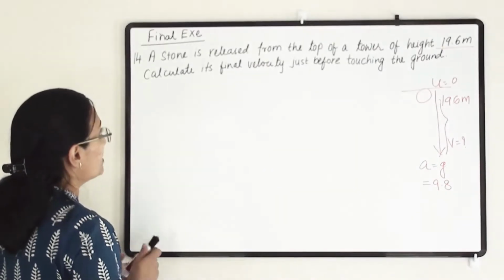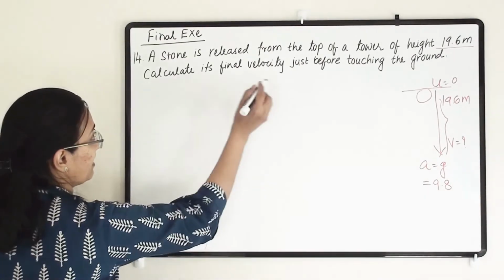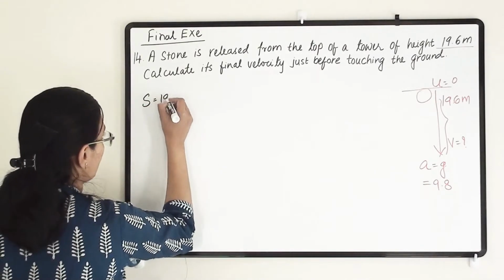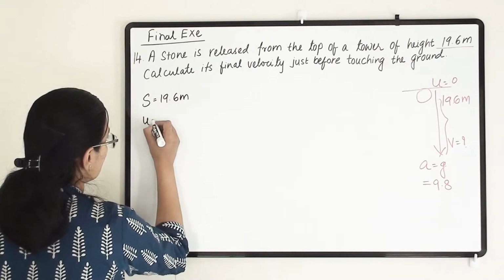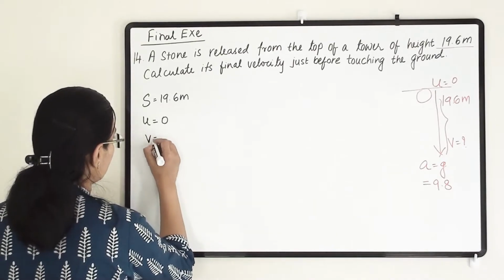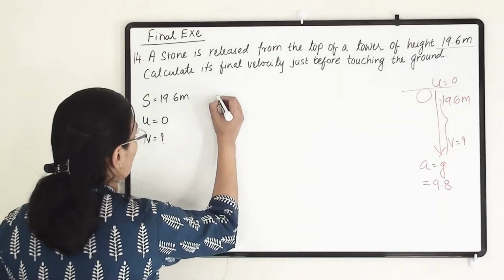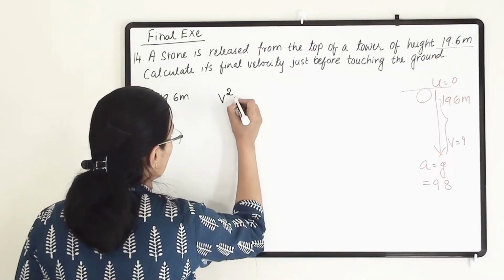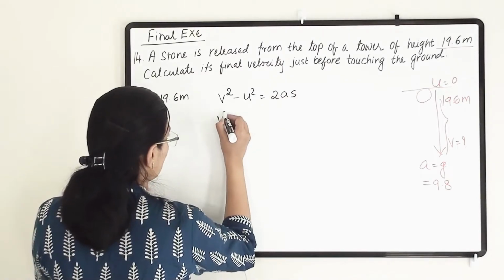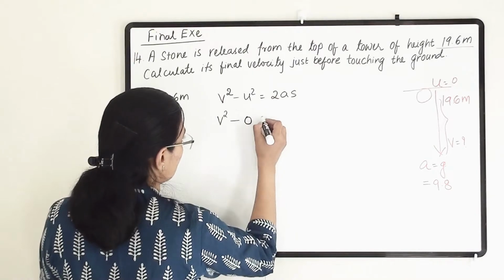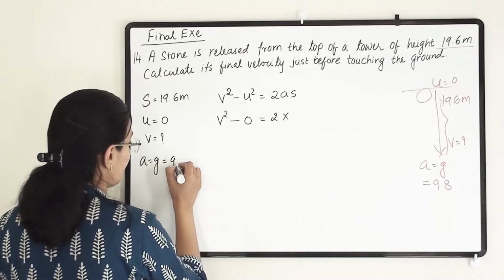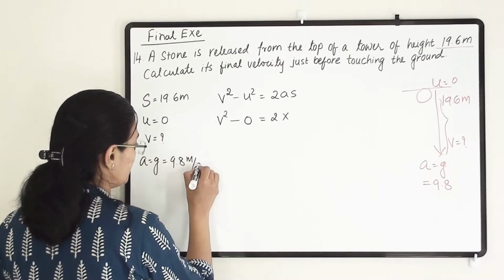Now let us note down what has been given to us. That height is 19.6, that means it is traveling this much distance. So S equals 19.6 meter. Its initial velocity is going to be 0 because we are just dropping it. Its final velocity we have to find out. So we are going to use this equation, v square minus u square equals 2as. So v square we need to find out, minus u square is 0, equals 2 into a. So a equals g equals 9.8 we are going to take, 9.8 meter per second square.